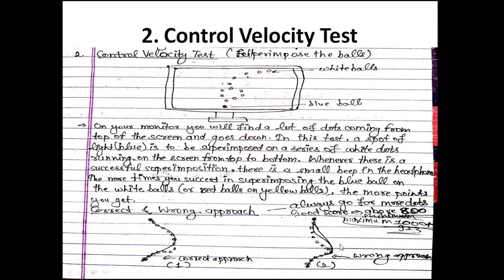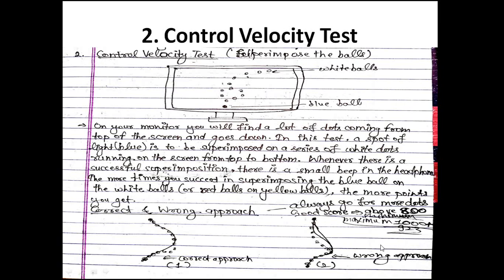Whenever there is a successful superimposition, there is a small beep in the headphone. The more times you succeed in superimposing the blue ball on the white ball, or red ball on yellow ball, the more points you get. This is the correct approach and the wrong approach. You have to always follow the correct approach. Don't go for sharp corner turns, okay? Otherwise you will miss the maximum number of dots.